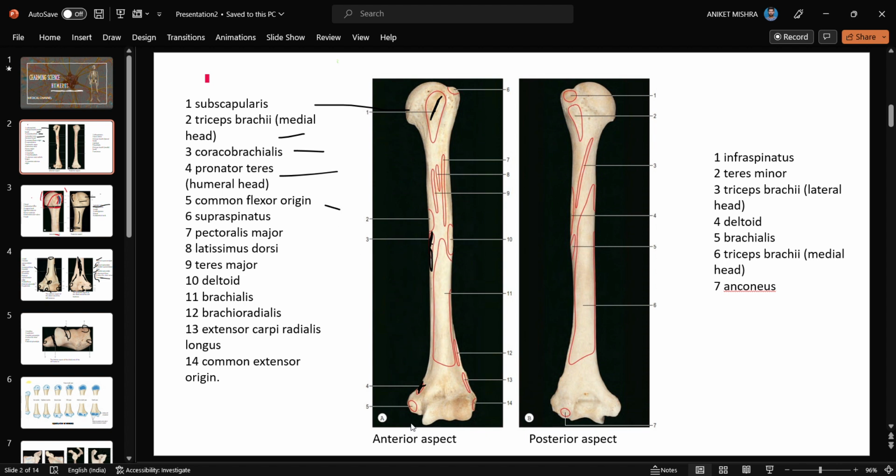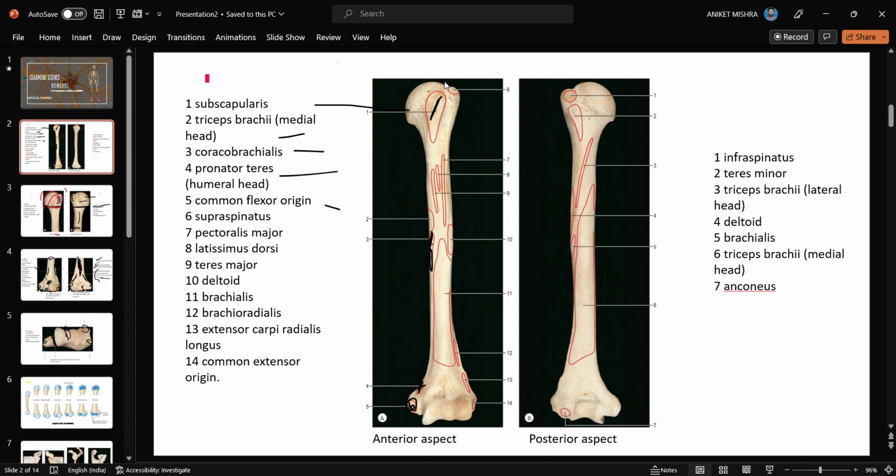The fifth one is the origin for the common flexor muscles. The common flexor muscles for the forearm are going to arise from the anterior aspect of the medial epicondyle.